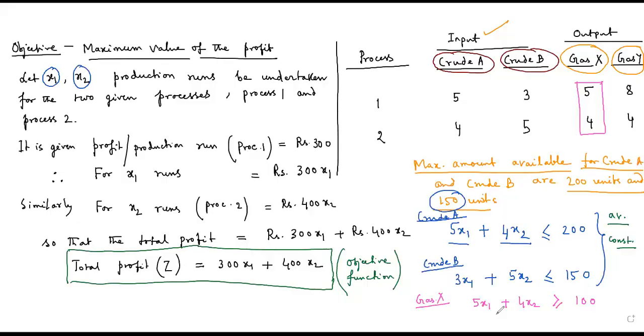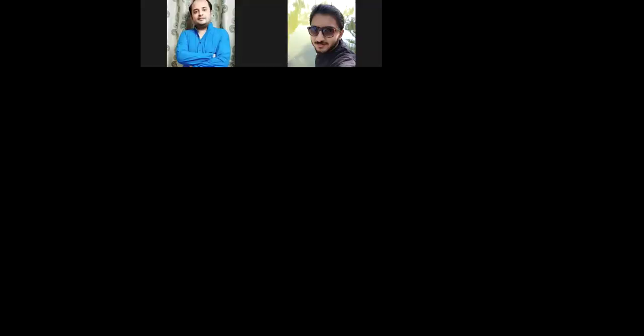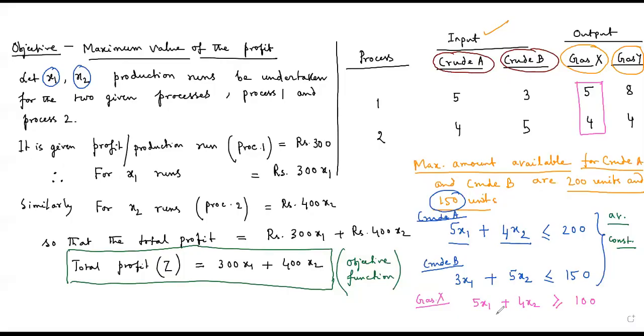And for gasoline Y, where is it? Just a minute. The screen is not showing, now it is coming. Now for gasoline Y, 8x1 plus 4x2 greater than or equal to 80.